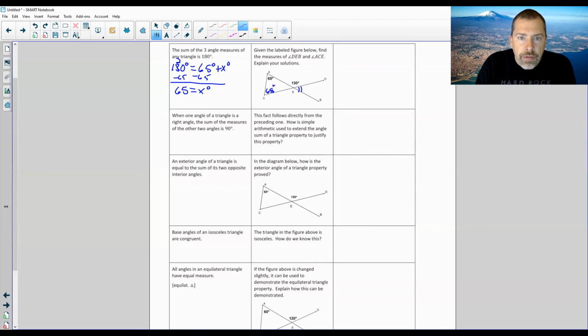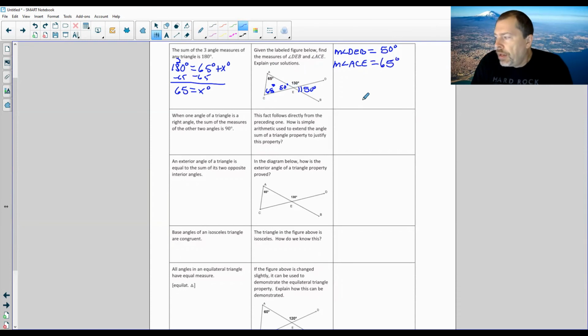65 degrees. It's a very small area to write. 50 degrees. 50 plus 130 is 180 degrees. Vertical angles are congruent, so this is now 50 degrees. So I would say the measure of angle DEB equals 50 degrees. The measure of angle ACE equals 65 degrees.